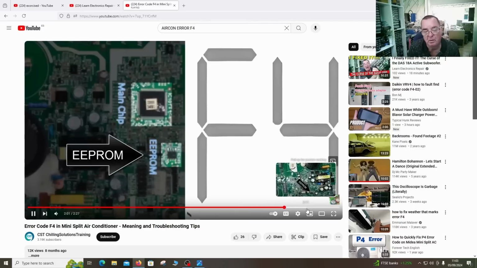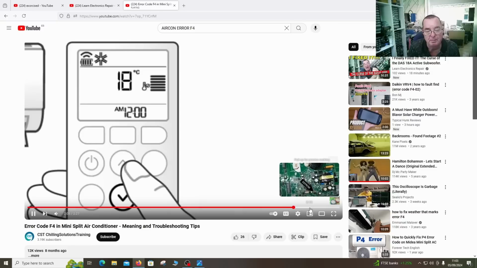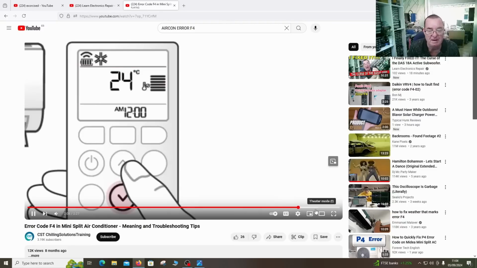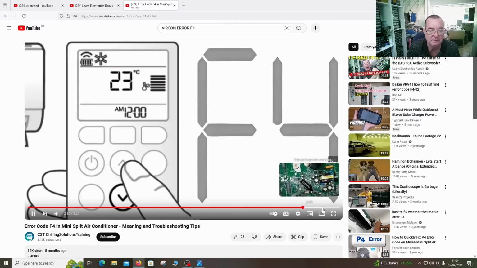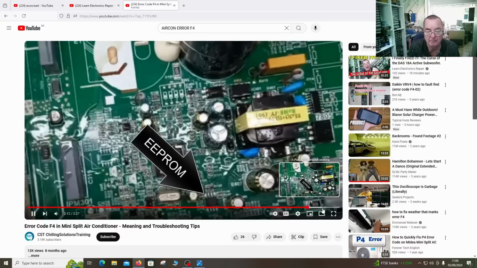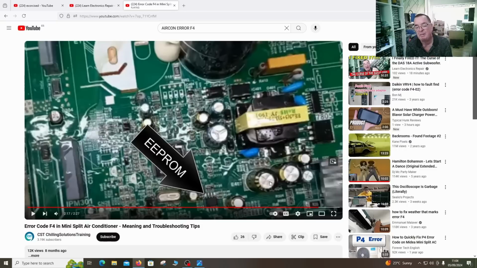So basically, this one has given us a bit more information. They're saying check the resistors around the EEPROM and replace it if they all read okay. Programming the new memory with this data ensures that the air conditioning operates according to the original manufacturer's specifications. Okay, so that gives us a little bit more information.